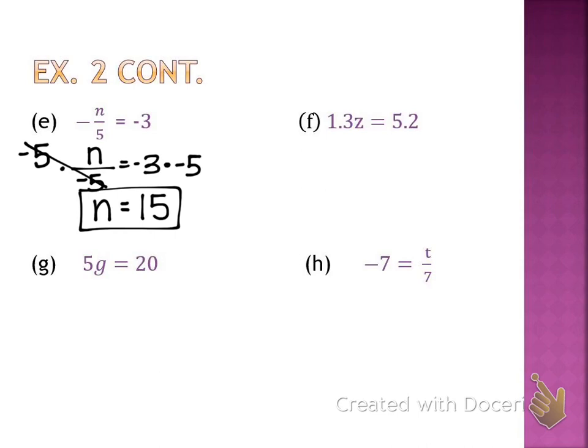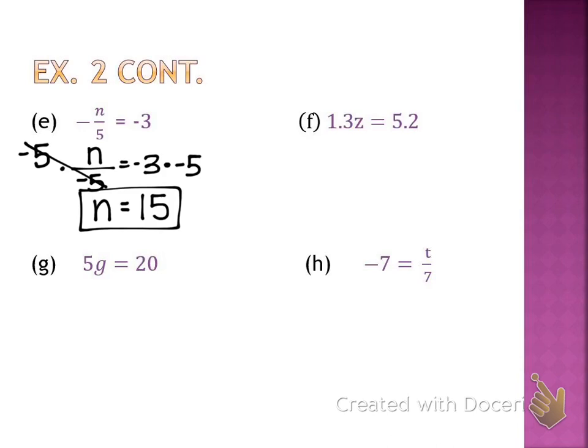All right, letter F. Esther, read letter F to us. 1.3 z equals 5. All right, now go back, read it again, and give me an operation. 1.3 times z. Very good. Remember, a number and a variable with nothing between them is multiplication. Also, a number and a parenthesis with nothing between them is multiplication.